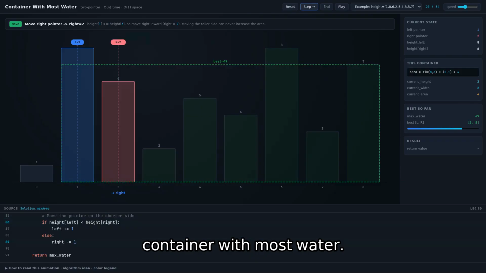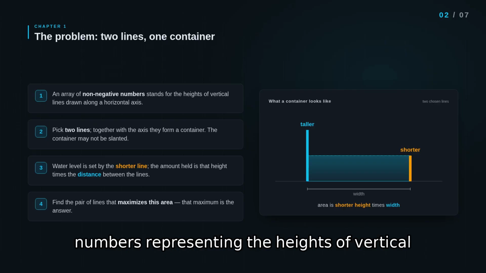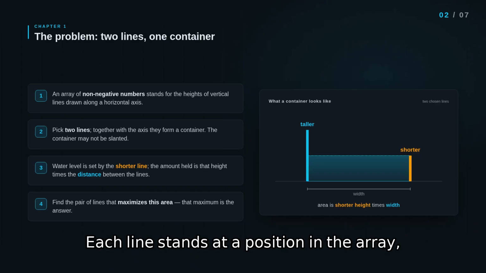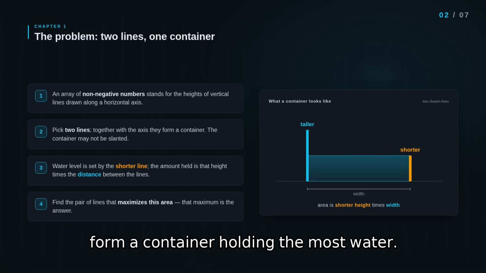Container with most water. We are given an array of non-negative numbers, representing the heights of vertical lines drawn on a horizontal axis. Each line stands at a position in the array, and its height is the value at that position. We want to pick two lines that, together with the axis, form a container holding the most water.